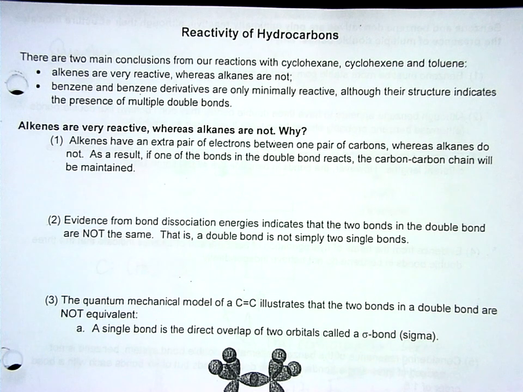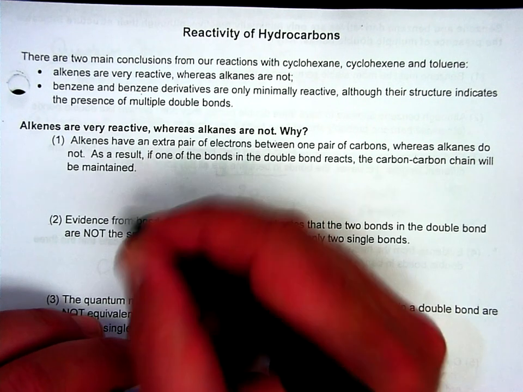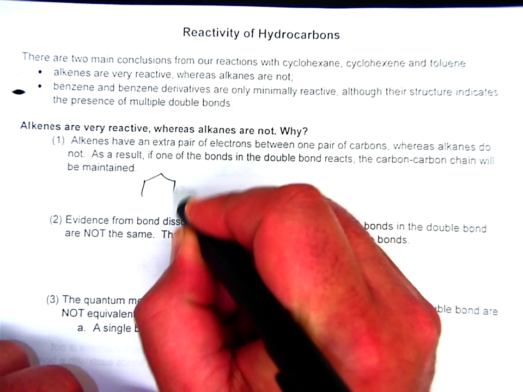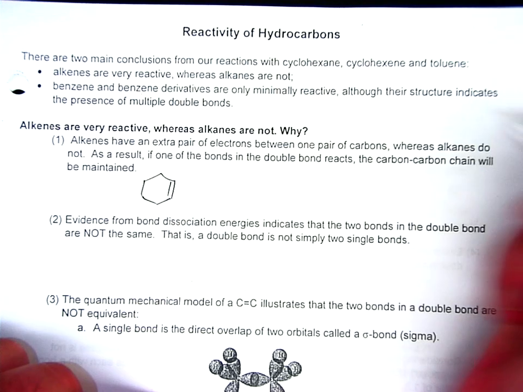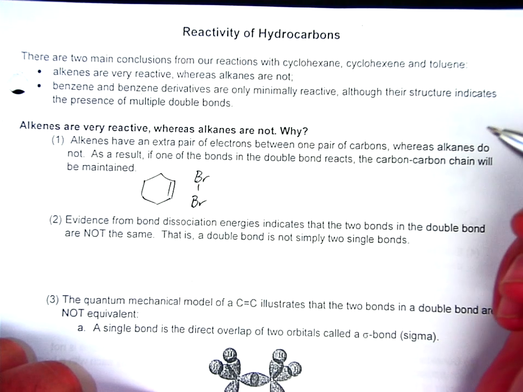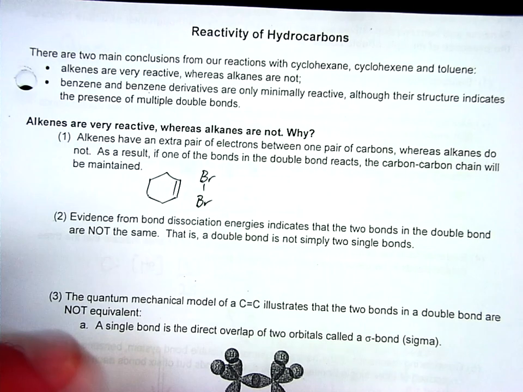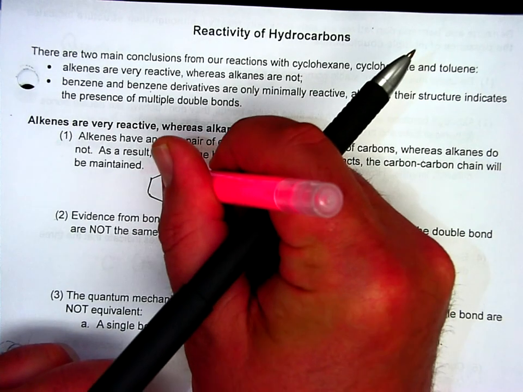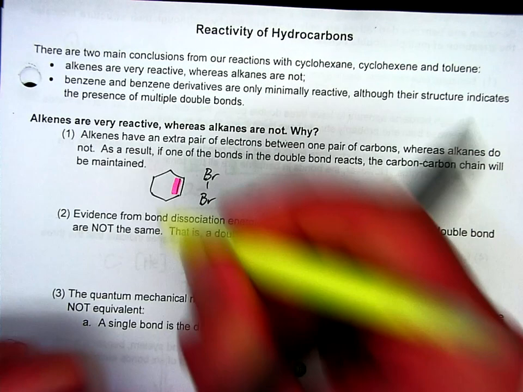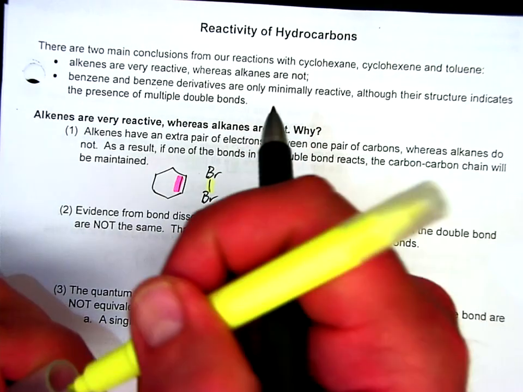So as a result, one of the bonds in the double bond reacts, and the carbon-carbon chain will still be maintained. So I'm just going to use the reaction between cyclohexene and bromine as an example. So this is kind of what would happen. Okay, so one of the bonds in the double bond, so let's say this one that's sticking out here, is going to react with bromine. So this is how it does it. This is called an addition reaction.